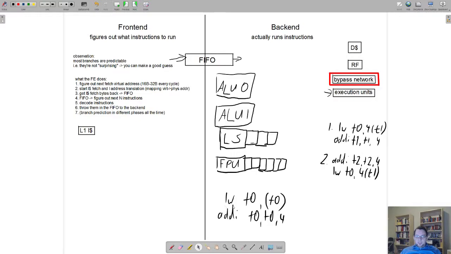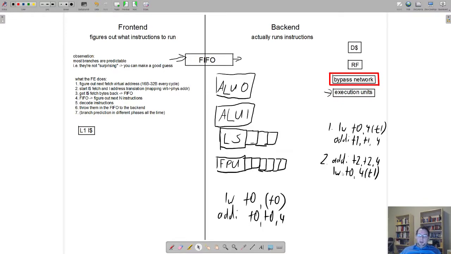If you assume that this T0 here comes straight from the bypass, then you have a problem if there's a big gap between the load and the add. Because if it is ever possible for there to be a big gap between the load and the add, then what's on the bypass for wherever you want to get T0 from, by the time you execute the add, might just be complete garbage.